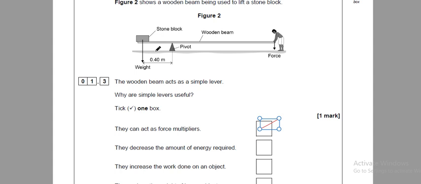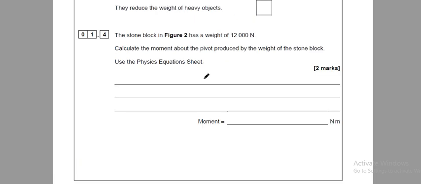The perpendicular distance from the weight to the pivot is 0.4 meter, and we know that moment equals force times perpendicular distance, so it will be 12,000 times 0.4.